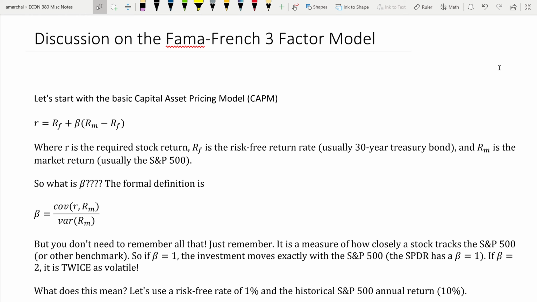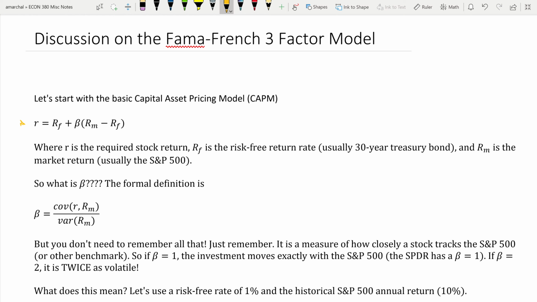It should become a little bit more obvious as we go through this video what I mean by that. But I want to start with the very most basic factor model that finance uses, and it's called the capital asset pricing model, or the CAPM model. And this is the formula for this CAPM model right here. So really easy. Basically, what the CAPM model says is that the required stock return, little r, is a function of the risk-free return rate, which most finance investors use is the 30-year Treasury bond yield, and then the market rate of return, and they usually use the S&P 500.